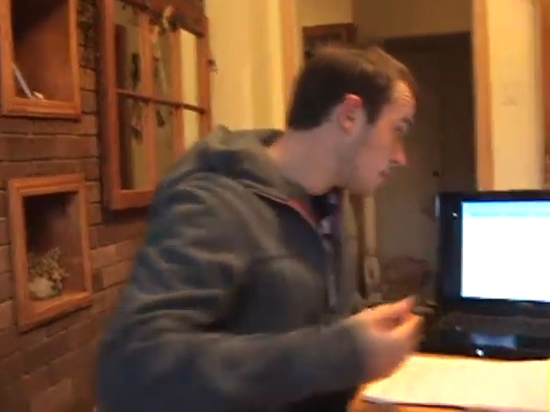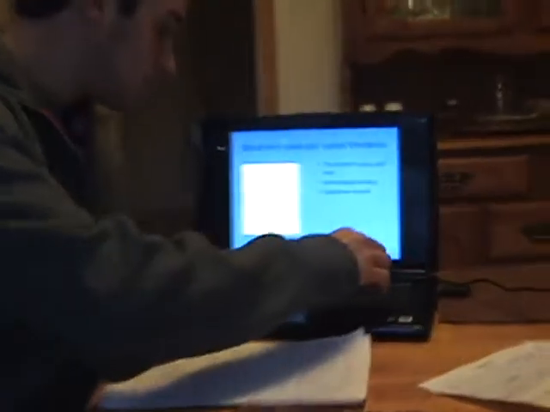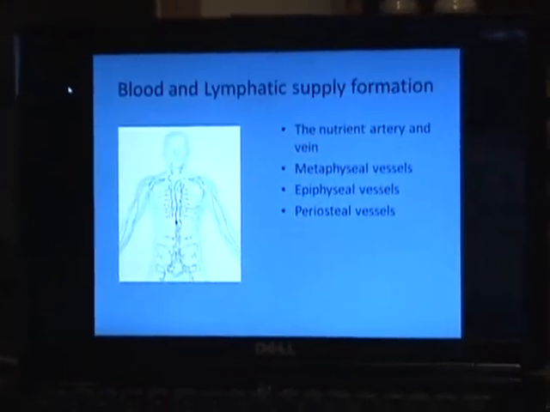Metaphyseal vessels supply blood to the epiphyseal cartilage, which is in the metaphysis. Epiphyseal vessels supply blood to the two epiphyses, and they have many subcanals that carry blood throughout the entire epiphysis. Periosteal vessels carry blood to the periosteum, which keeps it full of nutrients and keeps the compact bone healthy.